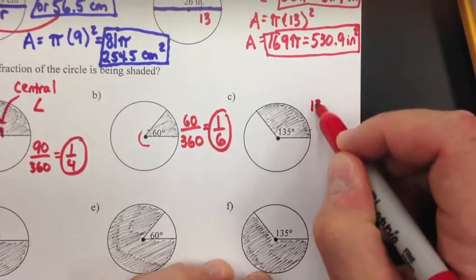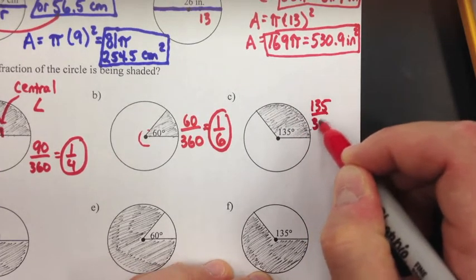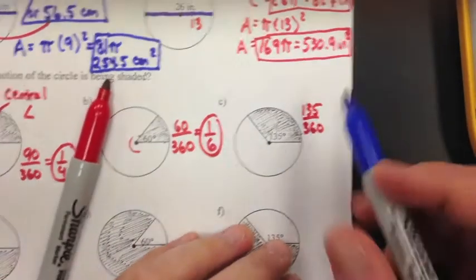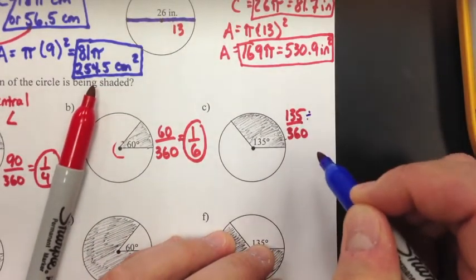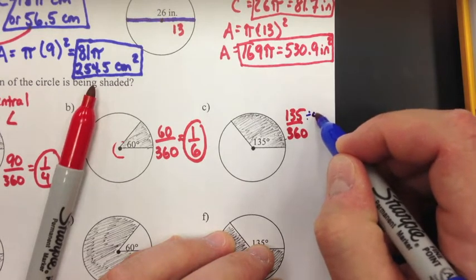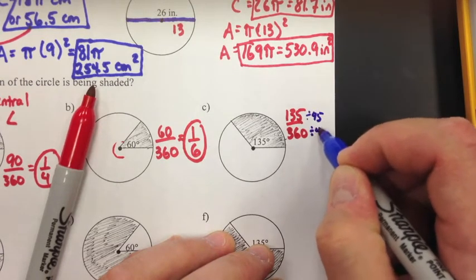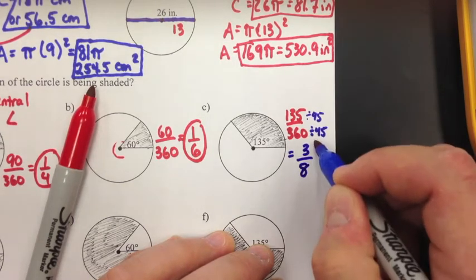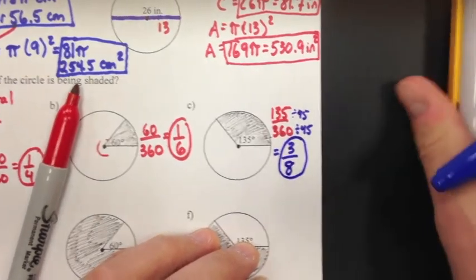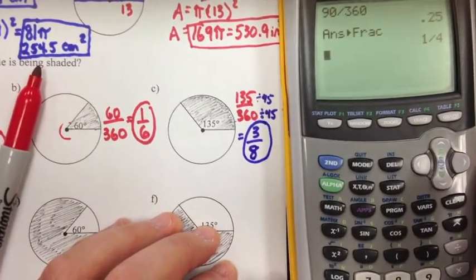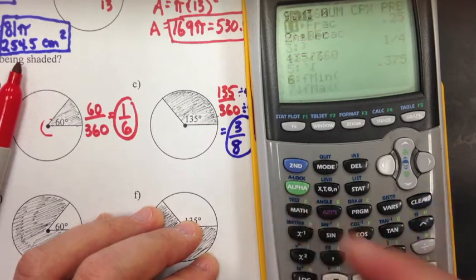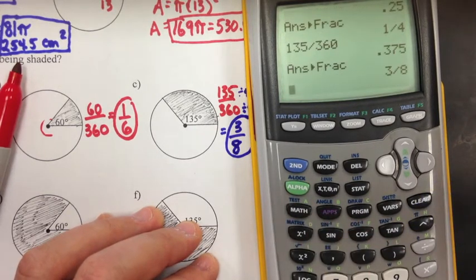So we'll have 135 divided by 360. If I reduce that by hand, I can divide each of these by 45. And what I get is 3/8. That's my fraction. And now, if you don't recognize 45 as a factor of those, you can do 135 divided by 360. There's my decimal. Math, enter, enter. 3/8.